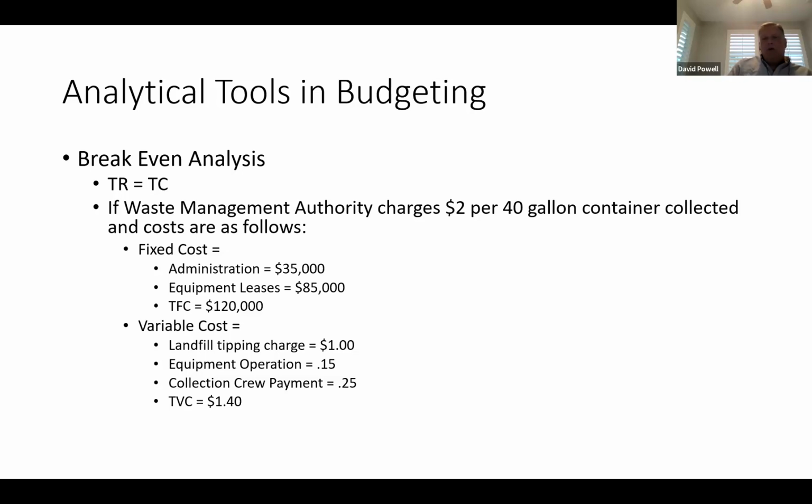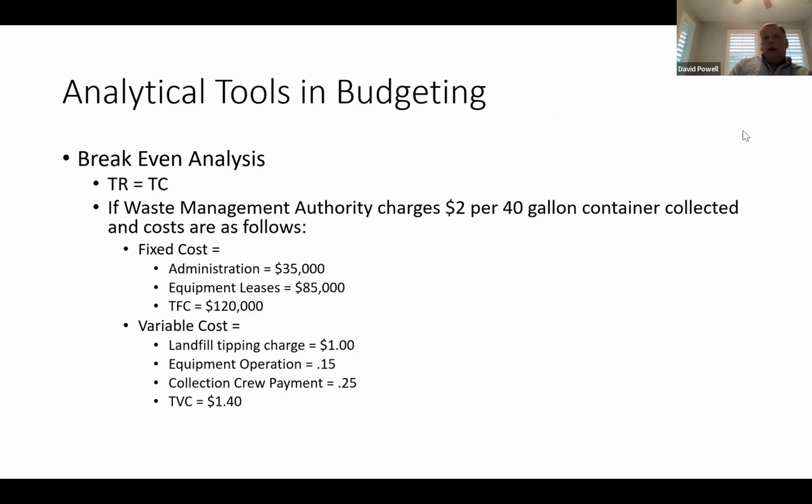Break-even analysis will look at the point at which your total revenues are equivalent to your total cost. That is your break-even point. So Mike Sell uses, I think, a pretty useful example in his textbook, and we'll go through it here very briefly. But let's assume that we have a waste management authority that is collecting trash for citizens in the city. That waste management authority charges $2 per 40-gallon container collected.